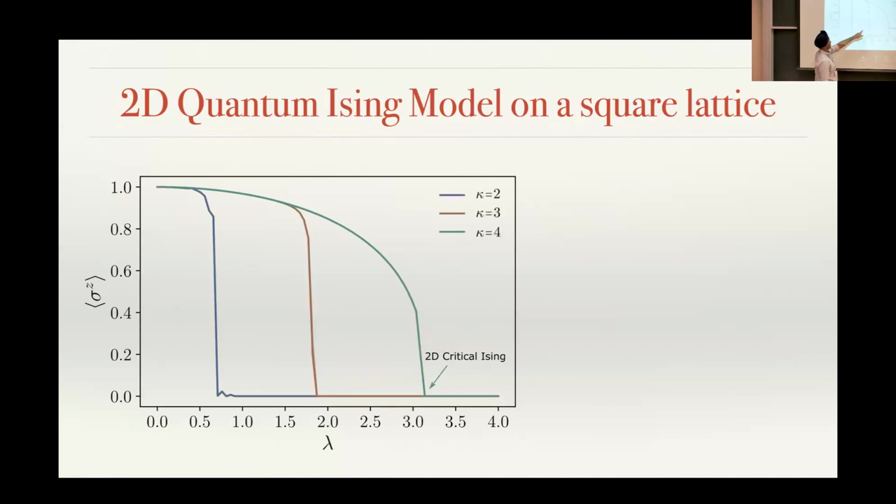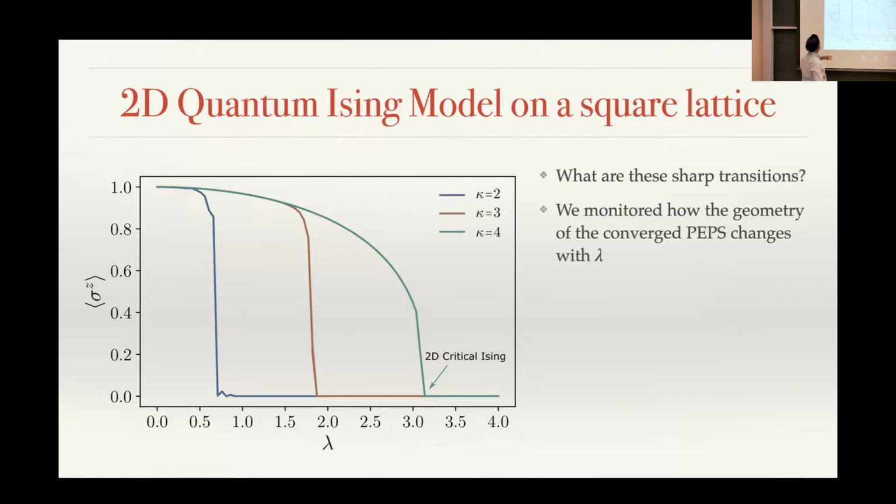But for kappas 2 and 3, we found that obviously it's far away. So you still have these sharp transitions, but clearly not at the critical point of the 2D Ising model. But it was interesting to us that there were still sharp transitions, and we wanted to know what these sharp transitions were.